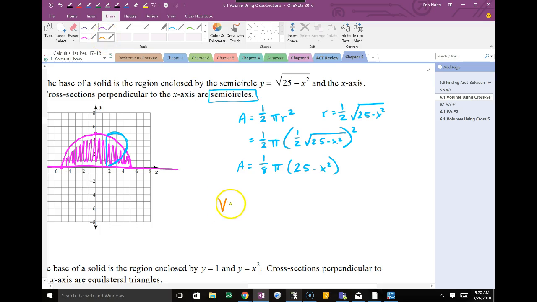All right, let's set up our volume. So the volume exists between which x values for our base? Good, -5 to 5. And then we're going to just take the integral of the area piece. And somebody's going to type that into the calculator for us.